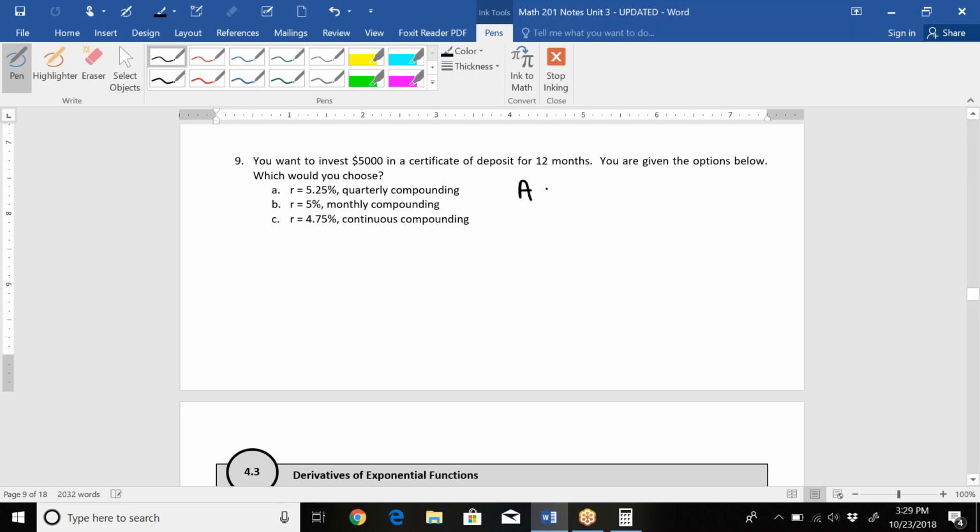So the formula for compounding quarterly or monthly is this one. So we have $5,000, 1 plus 0.0525, because I'm doing A, divided by quarterly compounding, so that's 4. And then this is 12 months, which means 1 year. So time is in years, so it's actually just going to be 4 times 1.